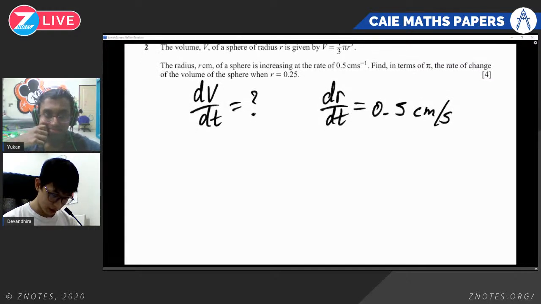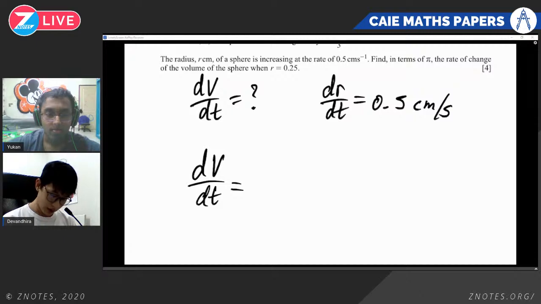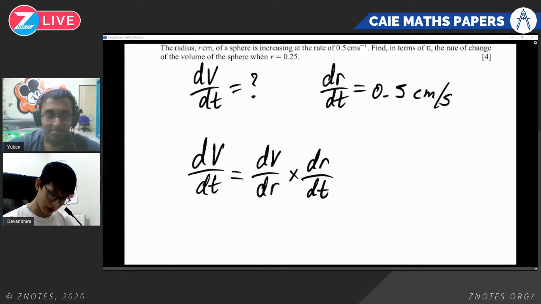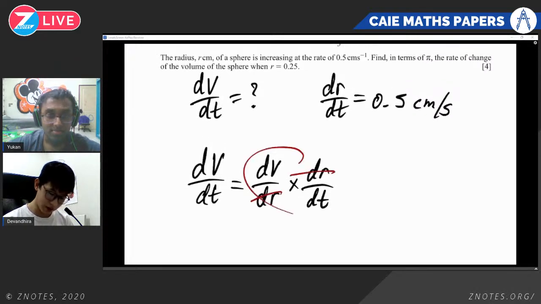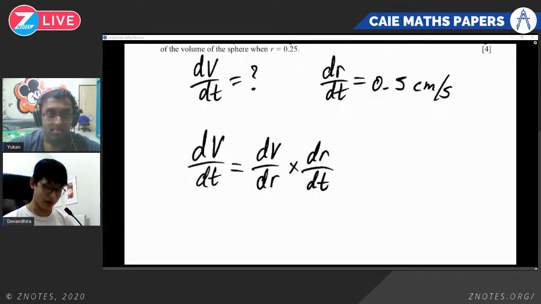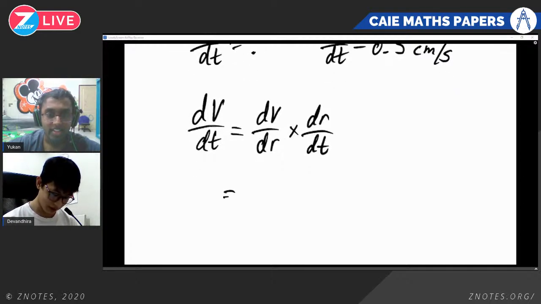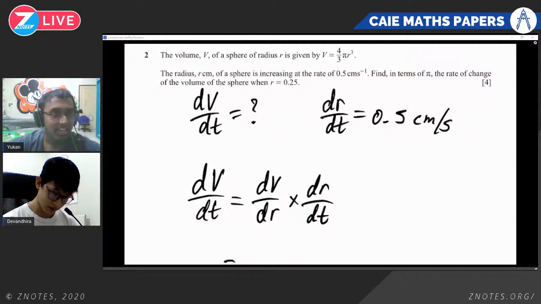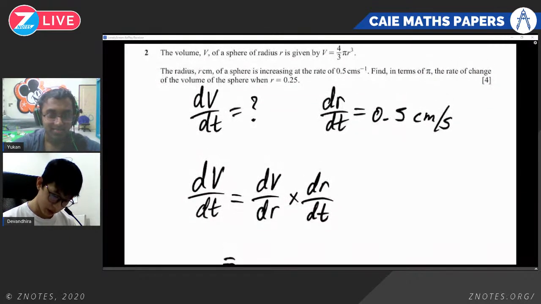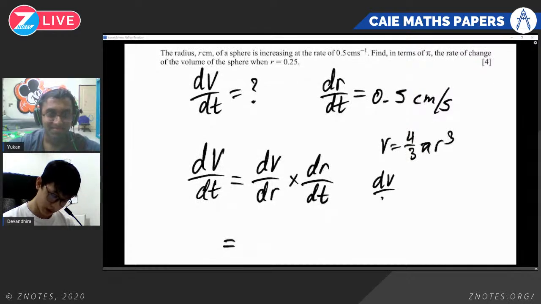Now, from the chain rule, as you said before, if you want to connect these dV/dt and dr/dt, we need to look for a dV/dr. Is that correct? Yeah. So as you can see, the dr here cancels, and you're just left with dt. But what's dV/dr? You have an equation of V in terms of r, so you can just differentiate that. Exactly. So we have V is equal to 4/3 pi r cubed. So let's differentiate that. The dV/dr is 4 pi r squared.